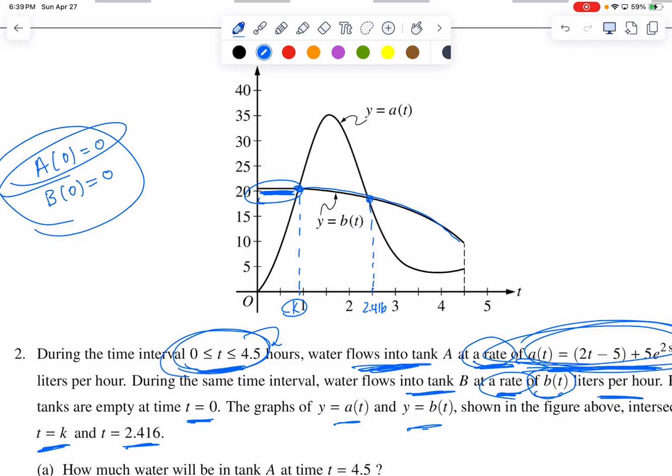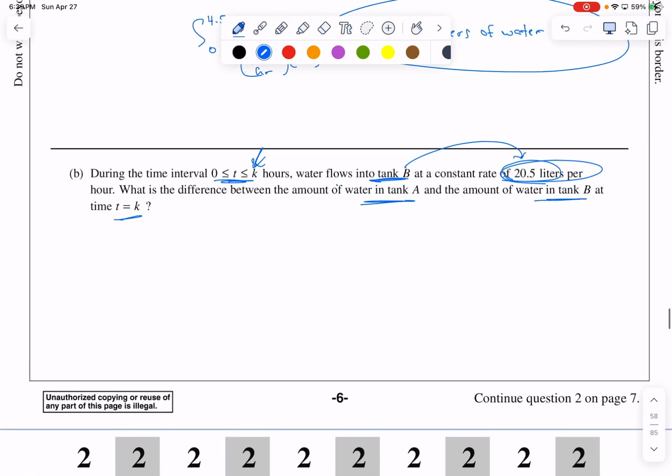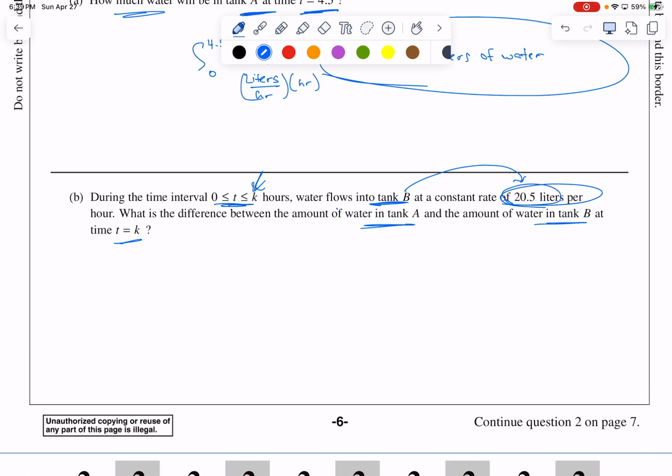See where they cross on the graph. Don't need an X. Tell me what you get. By the way, you're trying to figure out A of K equals 20.5, that K value, where the horizontal line for B of T crosses A of T. You get 1 point for finding this. 0.892. Thank you. I wouldn't round it yet.